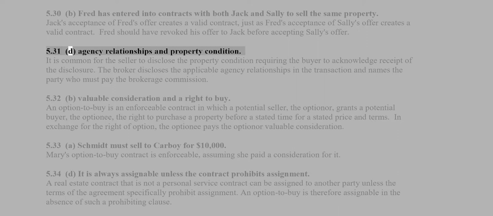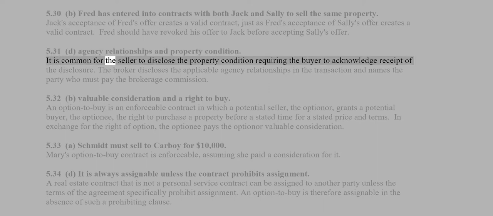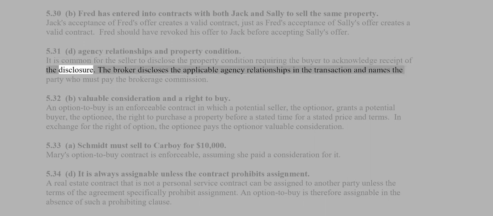5.31 D. Agency relationships and property condition. It is common for the seller to disclose the property condition, requiring the buyer to acknowledge receipt of the disclosure. The broker discloses the applicable agency relationships in the transaction and names the party who must pay the brokerage commission.